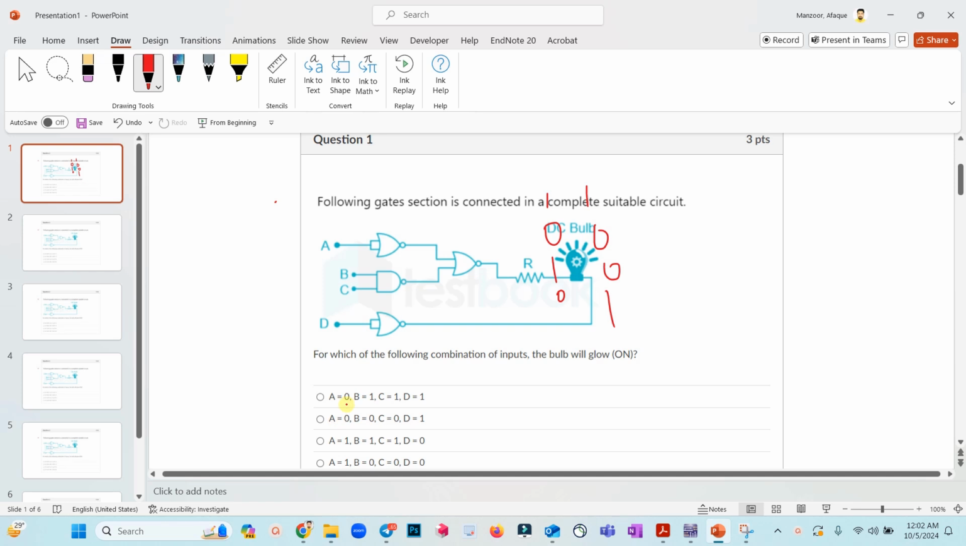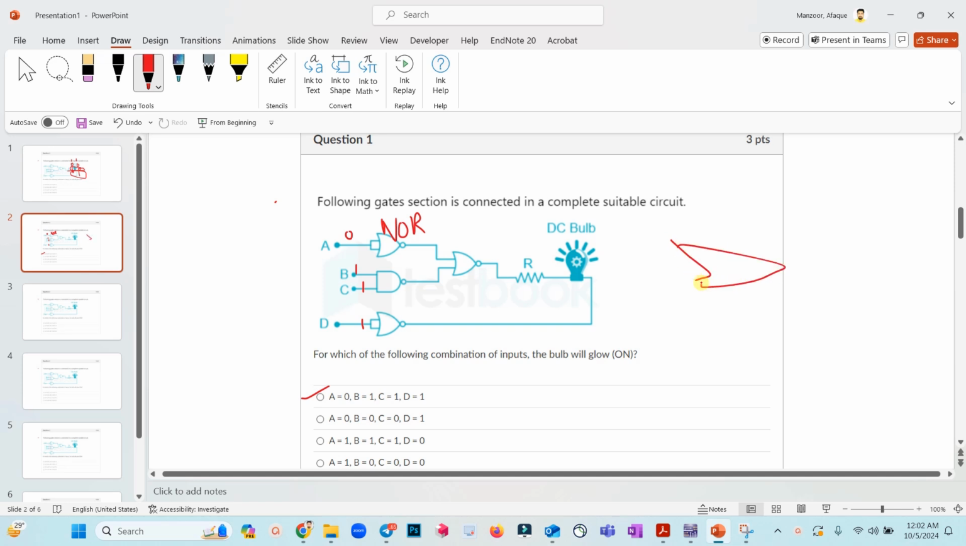So we need to see what pattern of inputs can create either this kind of situation or that kind of situation, right? So starting with, for example, option 1, A equals 0, B is 1, C is 1, and D is 1, okay? See, this is a NOR gate. NOR gate means there are two inputs which will first be added, and then whatever the output is, it should be inverted. And then we have an AND gate. AND gate is like multiplication of two inputs, and whatever the output is, it should be inverted.